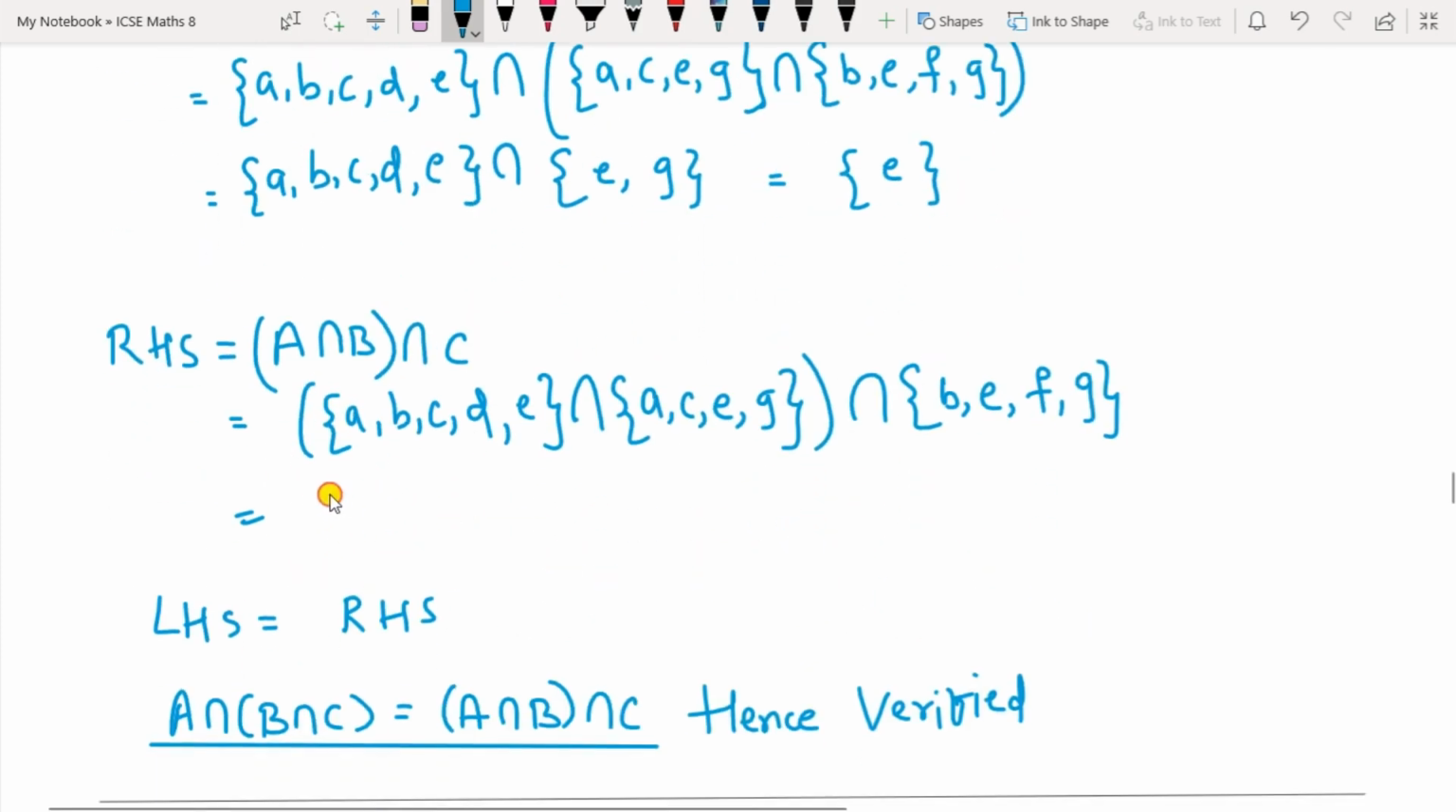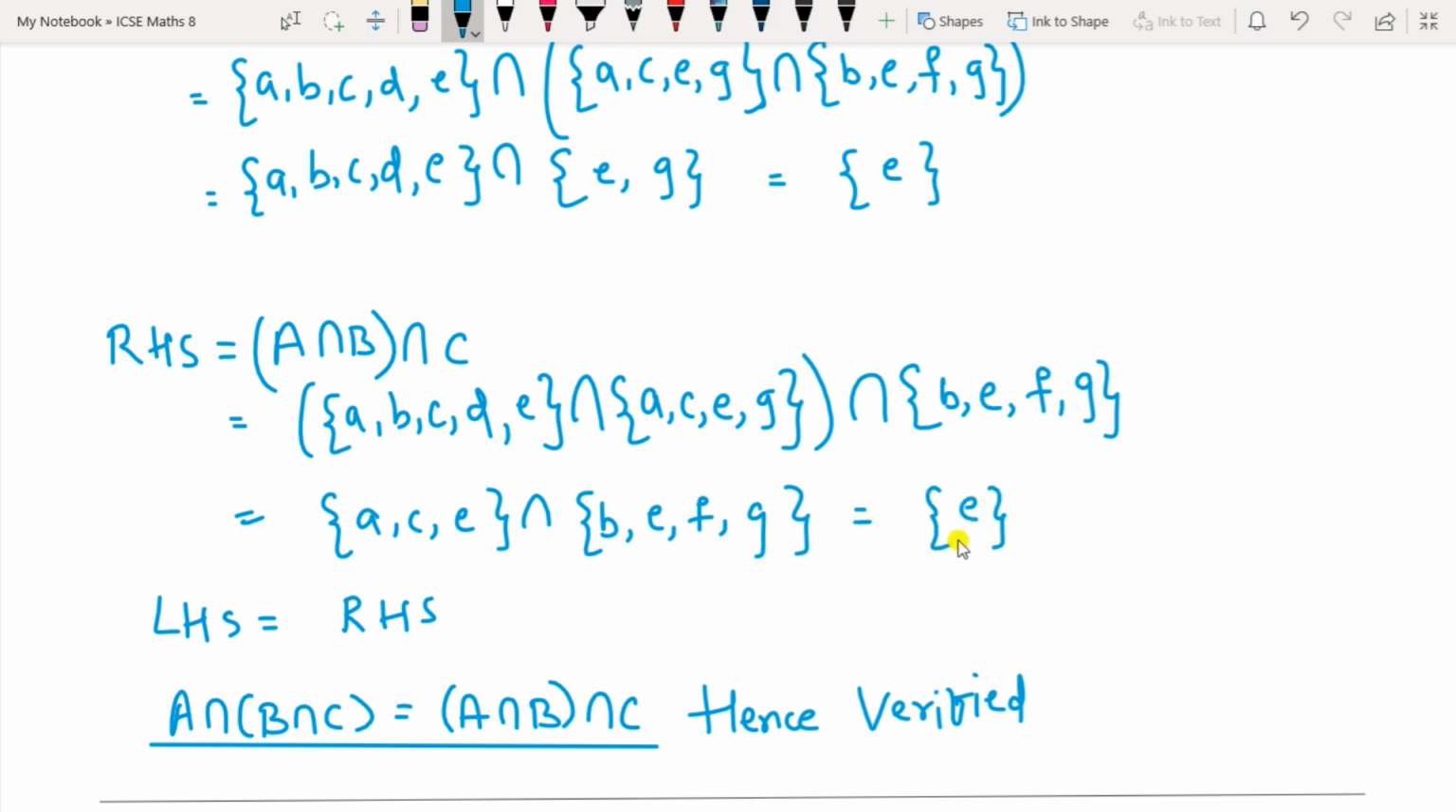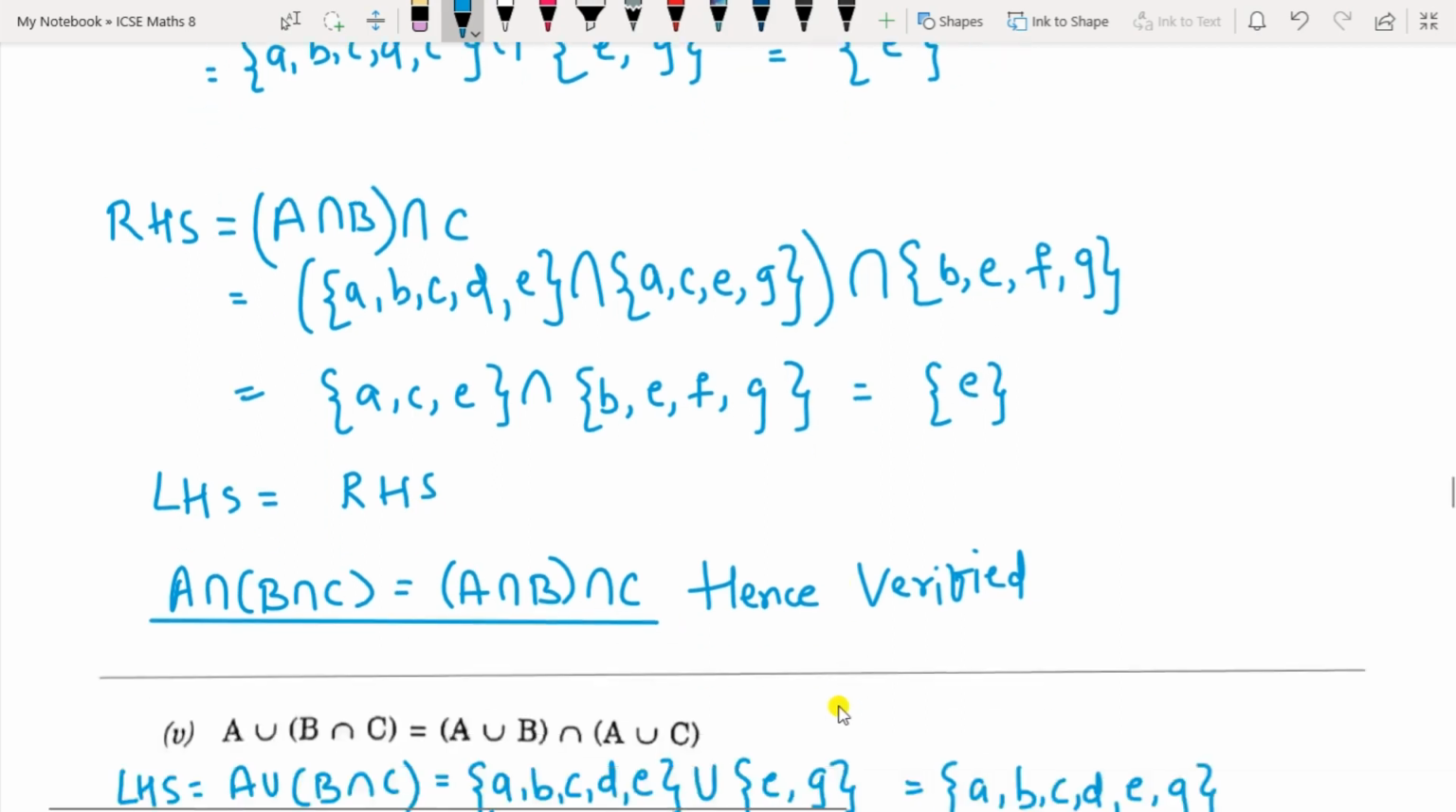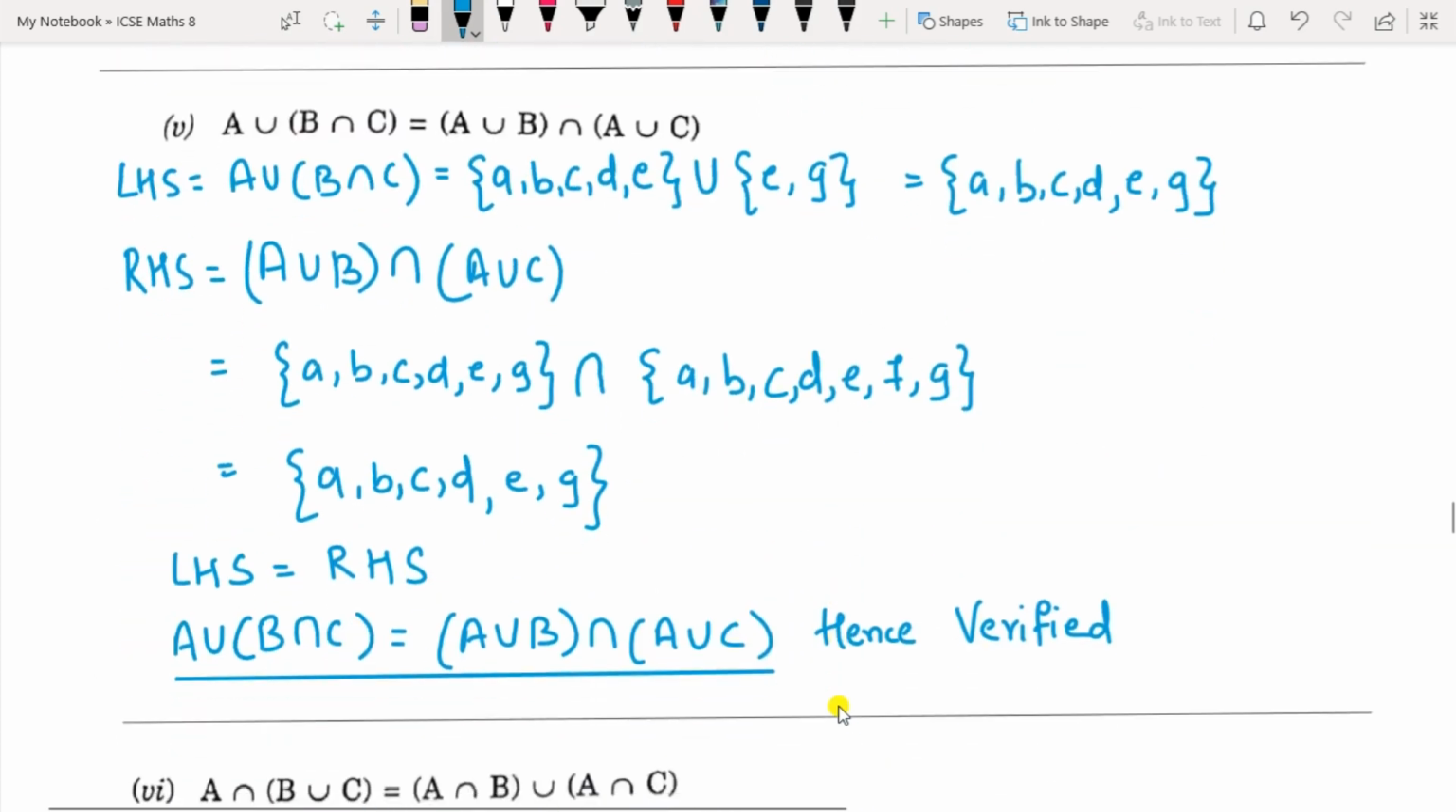Now for this one, first solve this bracket. So the intersection between A and B is A, C, E. Then the intersection with C here, B, E, F, G. So the common element in both these sets is E. So hence LHS equal to RHS, hence the associative property for the intersection is verified. Now here comes the distributive property for the intersection and the union. So this is the first LHS, you get this answer. This is the RHS, you get a similar answer. So LHS equal to RHS.